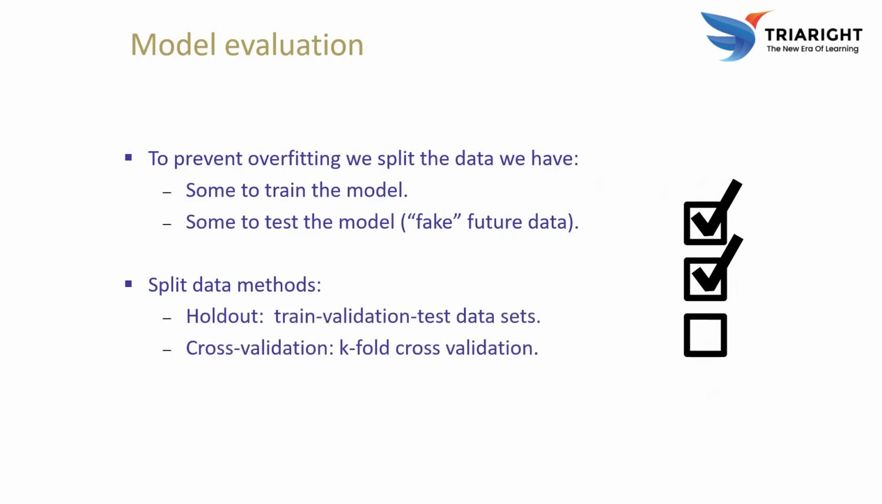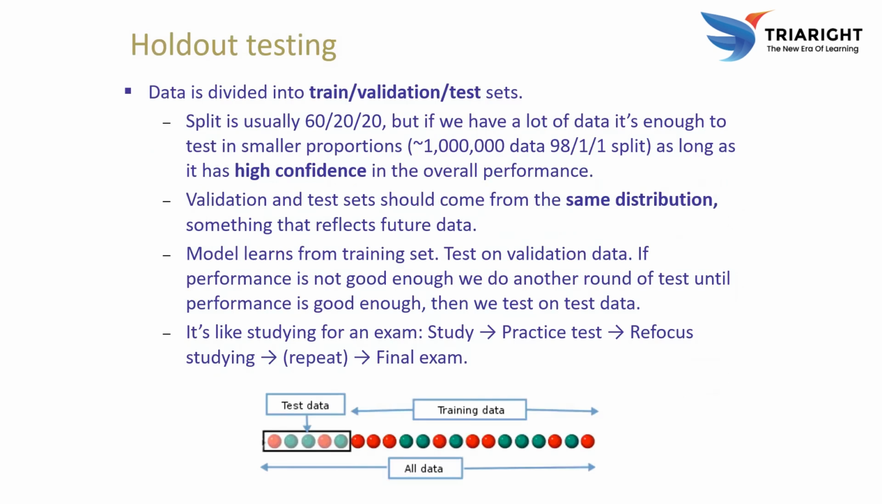So, split data methods: we use hold-out, which is train, validation and test data sets. Another is cross-validation, like k-fold cross-validation. So here we can say hold-out testing: the data is divided into train, validation and test sets, right? And it is usually split 60/20/20 like that.